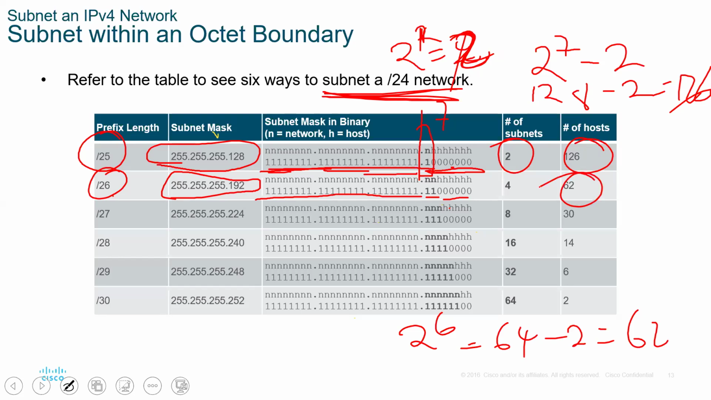How many subnets can be gotten from this block? How many bits were borrowed? There are 2 bits that are borrowed. So if you do 2 raised to the power of 2, that will give you 4. That's how you get 4.